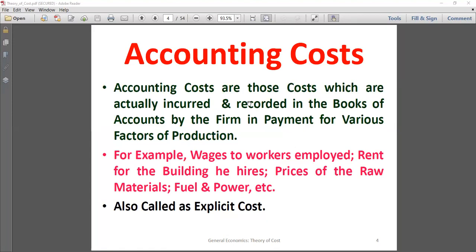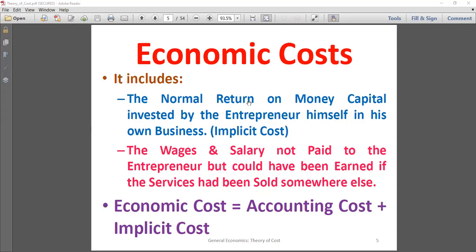Whenever we're dealing with accounting costs, we're dealing with costs which are incurred and recorded in the books of accounting by a firm. So these costs include costs like wages, rent, buildings, the prices of raw materials, fuel, and power. They are also called explicit costs. So you need to understand what accounting costs are and what economic costs are.